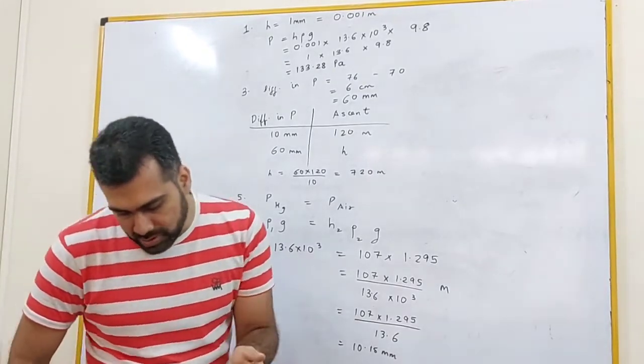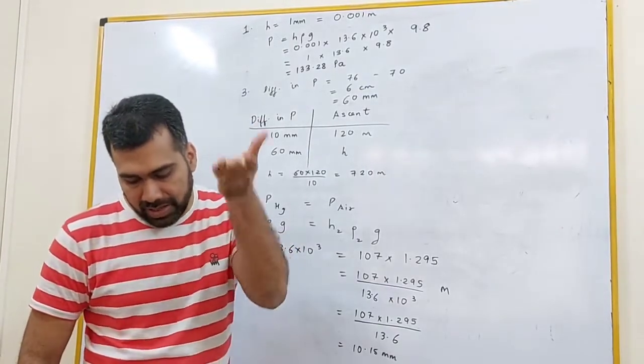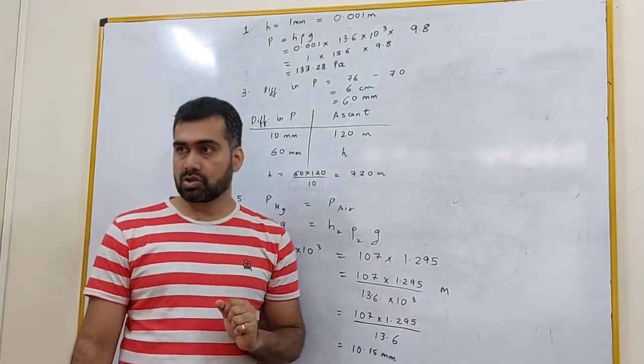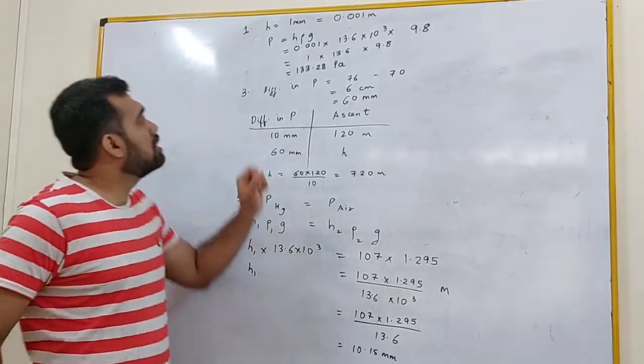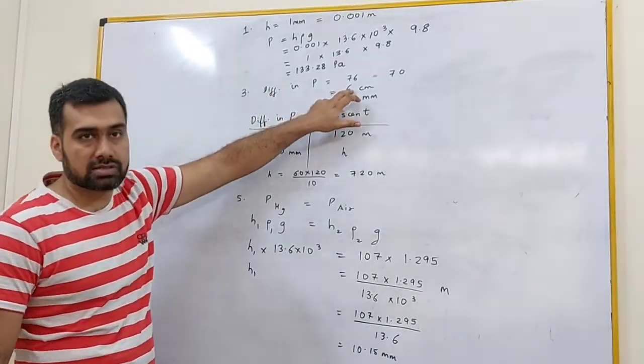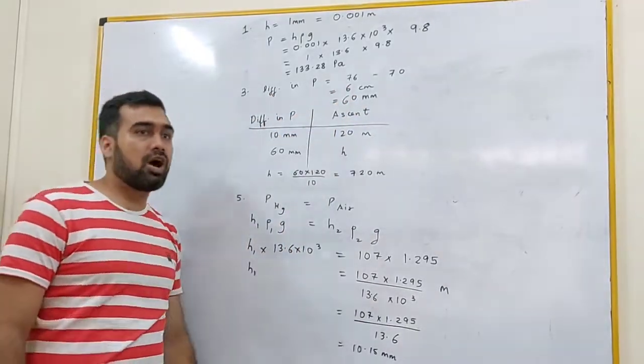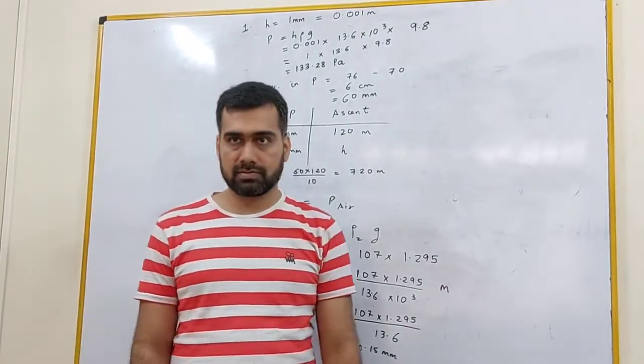And the actual decrease was from 76, it fell down to 70. So what is the difference? 6 centimeters. So the difference in pressure is 6 centimeters, which is 60 millimeters. Now we will use the unitary method.